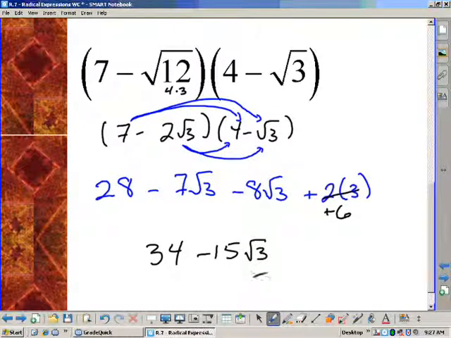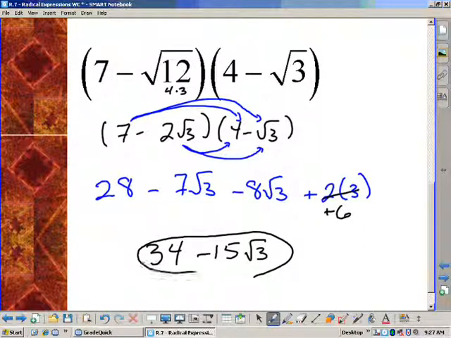Sometimes you're going to have like radicals, sometimes you will not. If you do not, you can't combine them, and that's all right as well. Just for general etiquette, rational numbers come first, irrational part comes second.